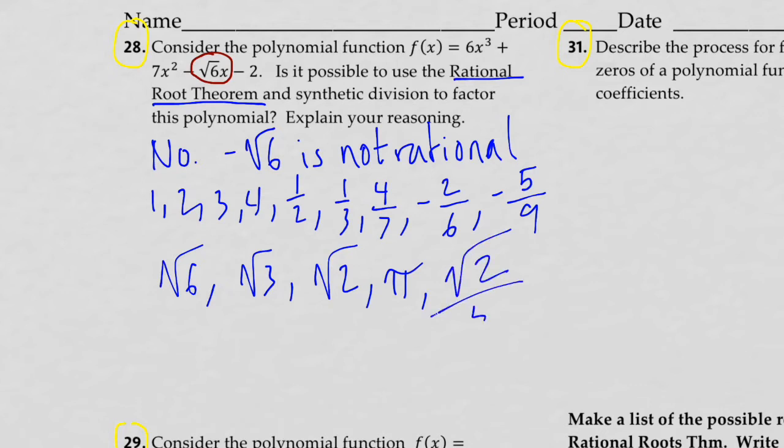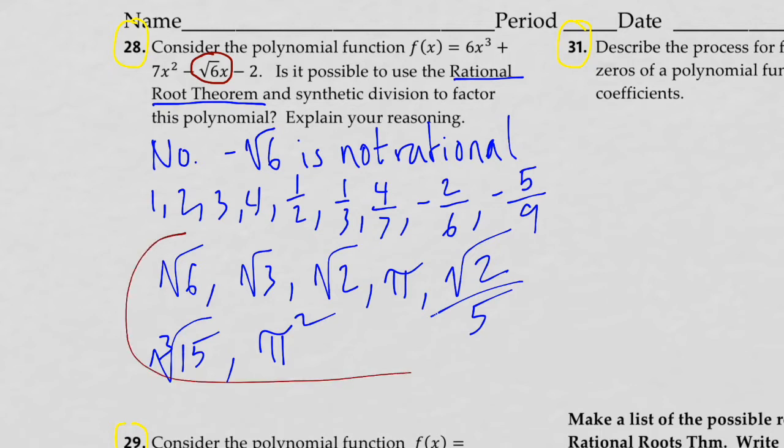Radical 2 over 5, right? As soon as you have a radical in there, it's not going to be rational. The cube root of 15, pi squared, right? Anything that cannot be expressed easily as a simple fraction, where the numerator is a whole number and the denominator is a whole number, is not rational. All of these are not rational. So if you see any coefficients that look like that, then you can't use the rational root theorem. You can't use synthetic division. It doesn't work.